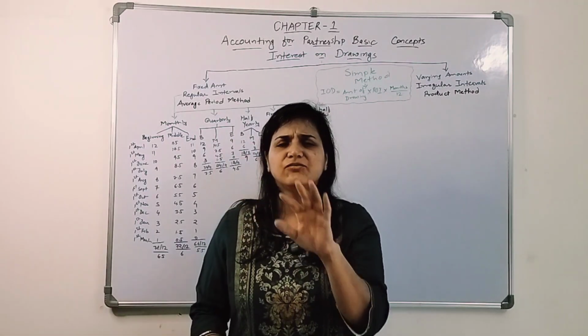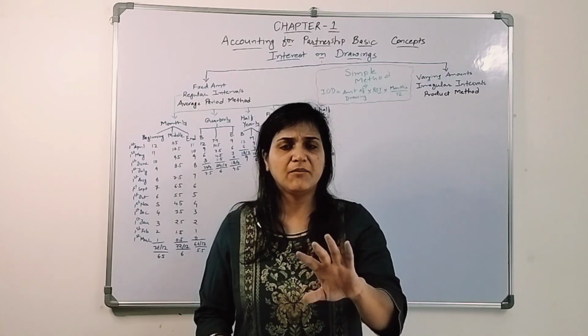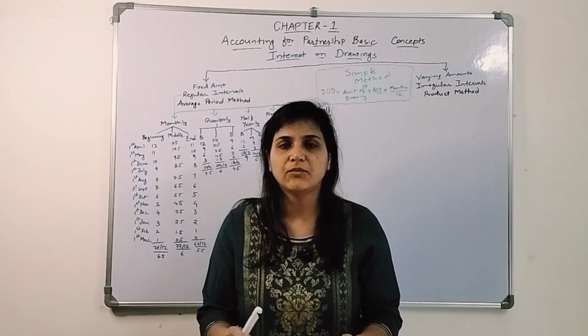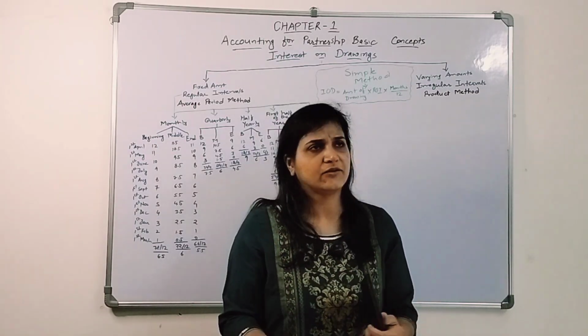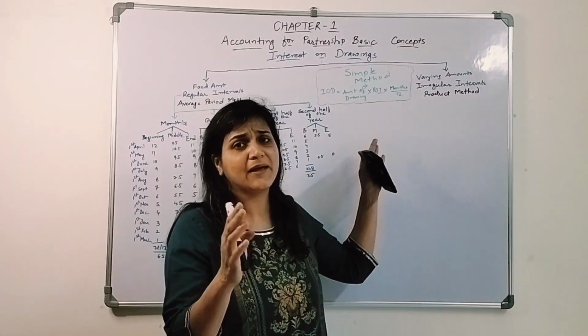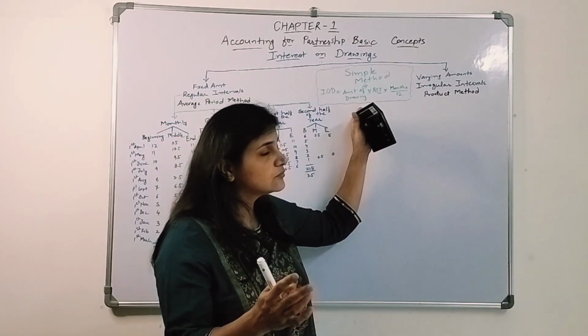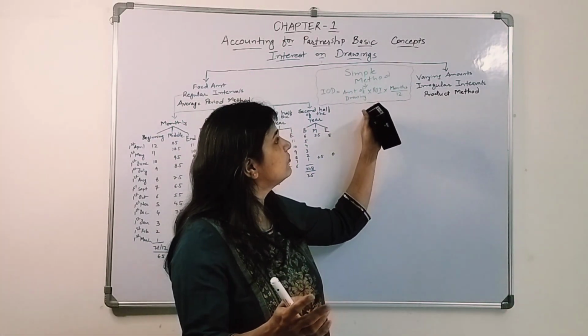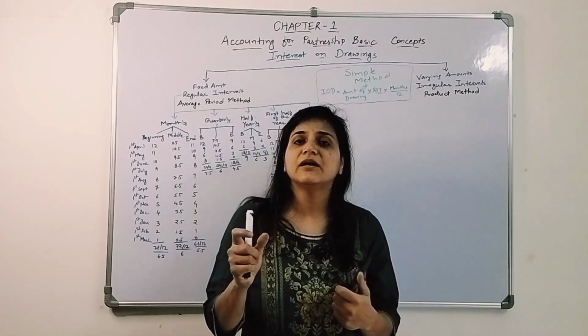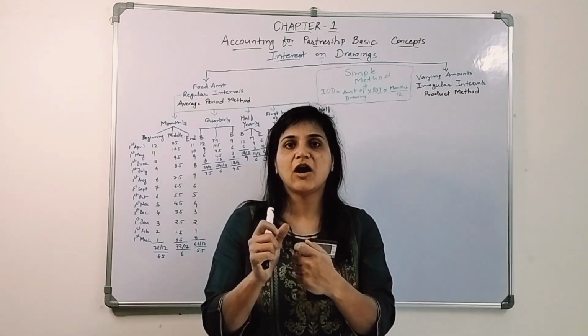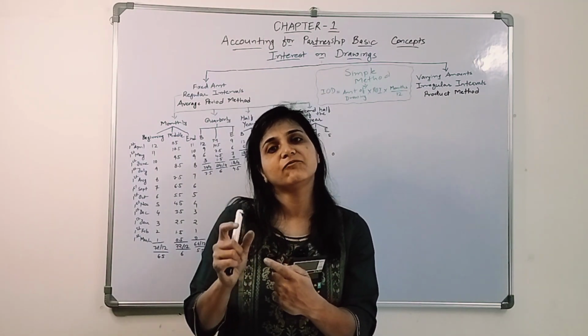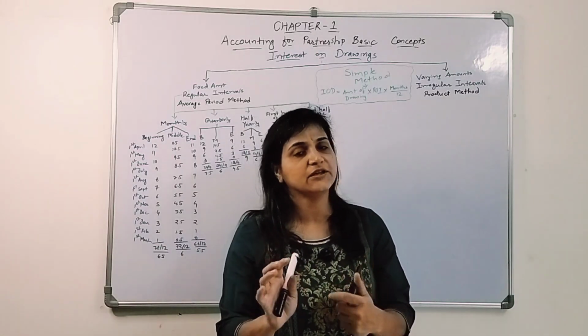If the partner has withdrawn the amount once in a while, then it's easy to calculate. It's a simple method that you know: the amount of the drawing, multiplied by the rate of interest, multiplied by the months, that is, the period remaining, and for that period you have to charge the interest.